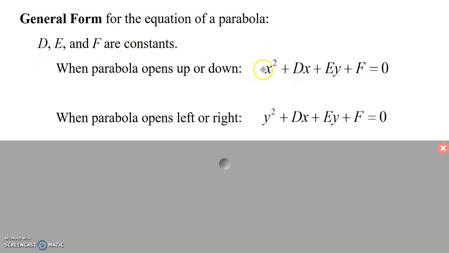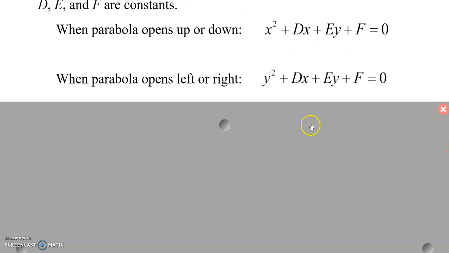And then if there's an x squared term and no y squared term, that will be a parabola that opens up or down. And if there's a y squared term but no x squared term, that will be a parabola that opens to the left or right.